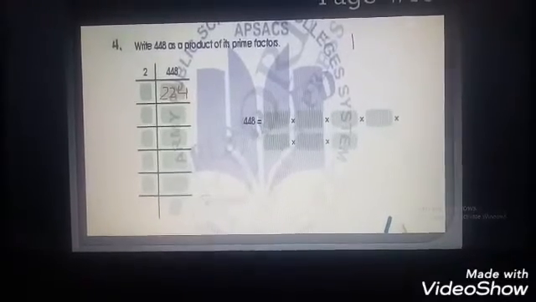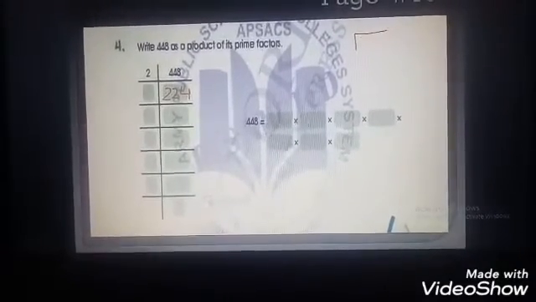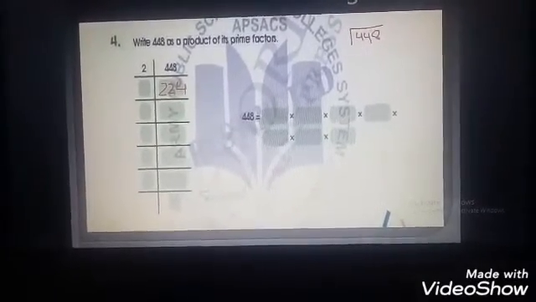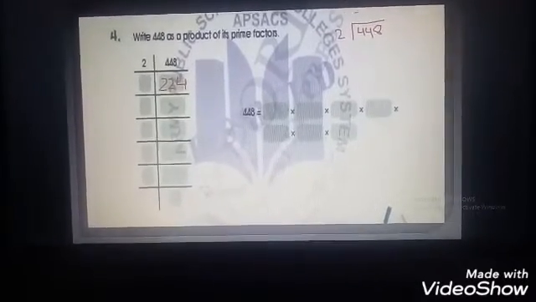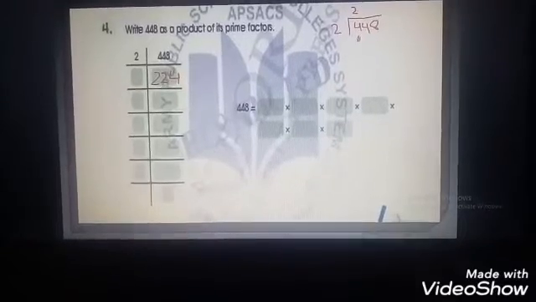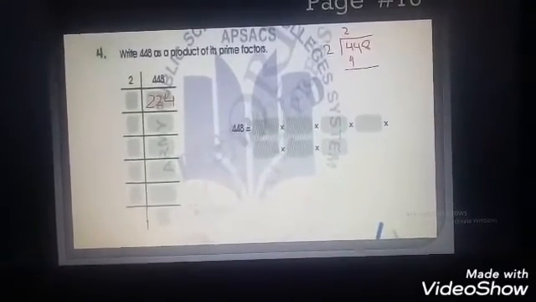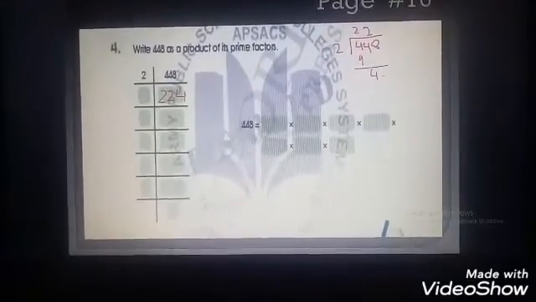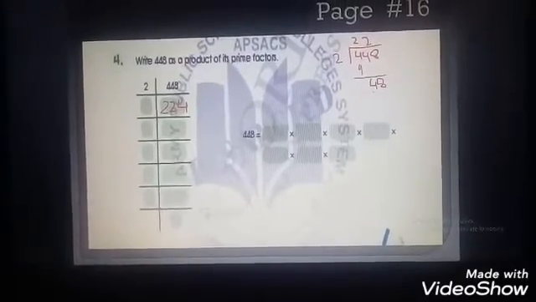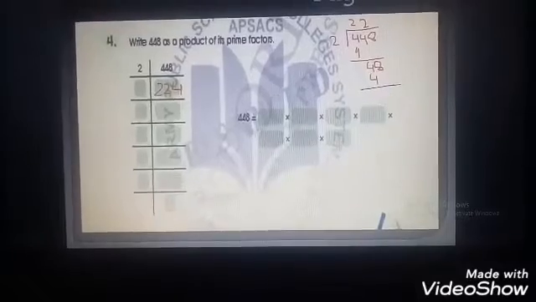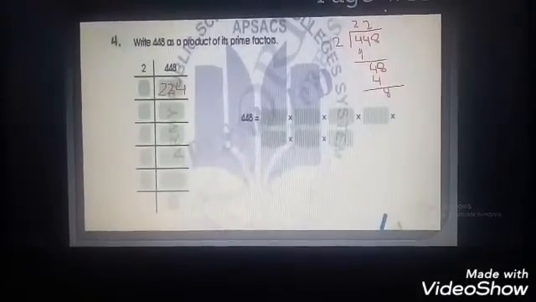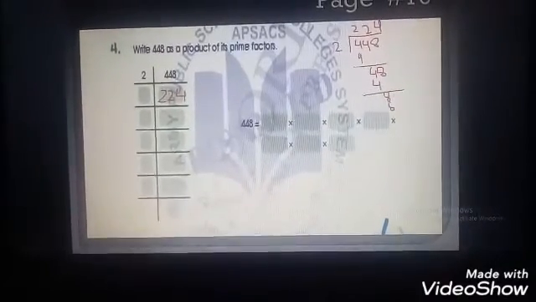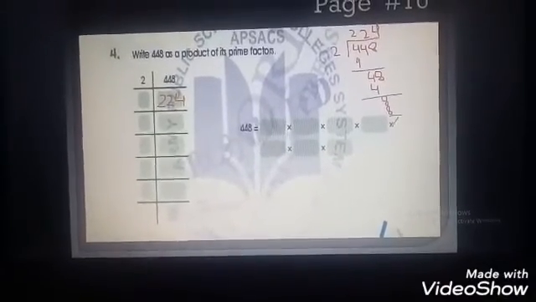You see 448, so 2 2s are 4, and again 2 4s are 8, and the left amount is 8, and 2 4s are 8, and there is no remainder after this.